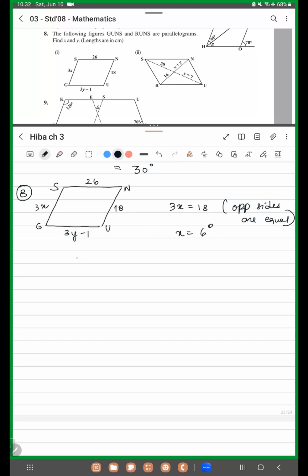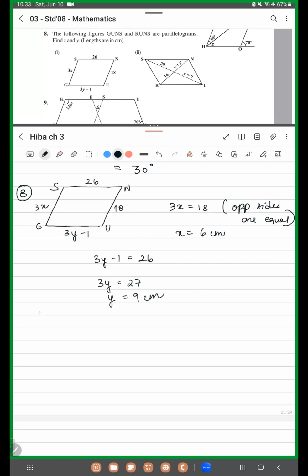Then the second one? 3y minus 1 is going to be 26 again because opposite sides are equal. Very good. Then y is equal to 9. Very good. Centimeters. Oh, I'm sorry, I put degrees over here.